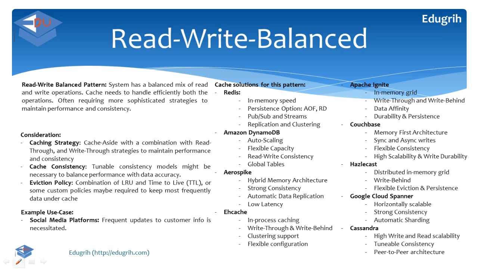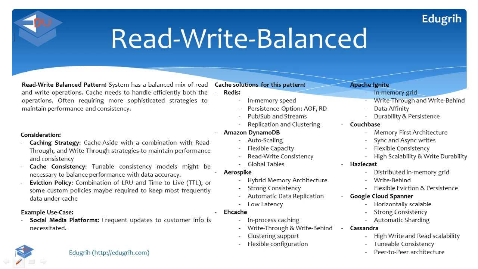In the sense, cache aside, while it loads the data, it does a lazy loading of the data with a combination of read through and write through strategies. The cache ensures that the data is read and written through the cache and it maintains the most up-to-date data. Cache consistency. A tunable consistency model might be necessary to balance performance with the data accuracy, because when we are talking about write through and read through, there are some certain corner challenges which we have spoken about in our last session.